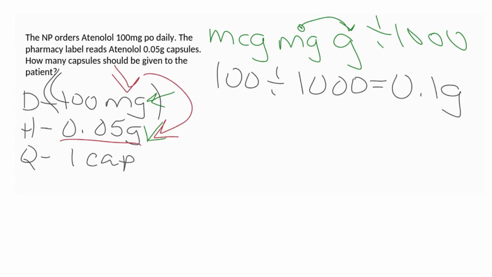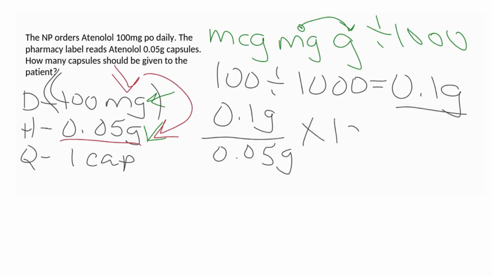Remember, we were looking for grams. So this is how we get our equivalent: 100 milligrams is equivalent to 0.1 gram. Okay, so now let's plug in our D over H times Q again. Instead of 100 milligrams, we put our equivalent in there, so we're going to put our 0.1 gram. And what we have on hand, remember, is 0.05 gram.